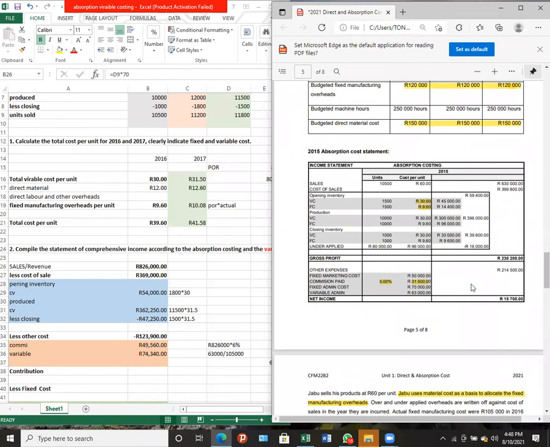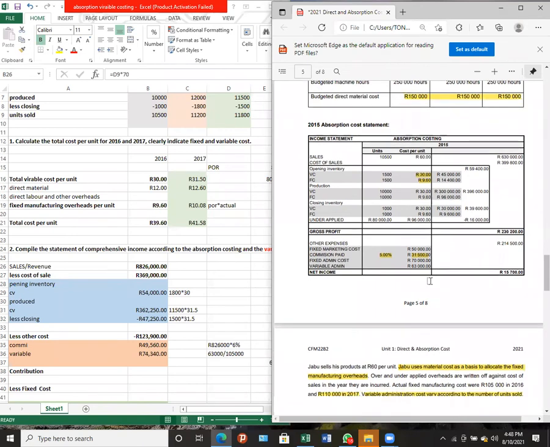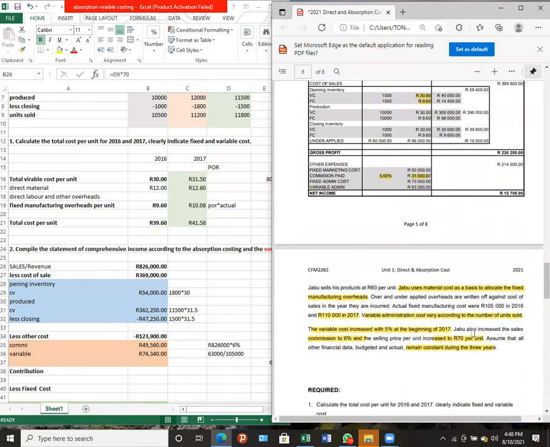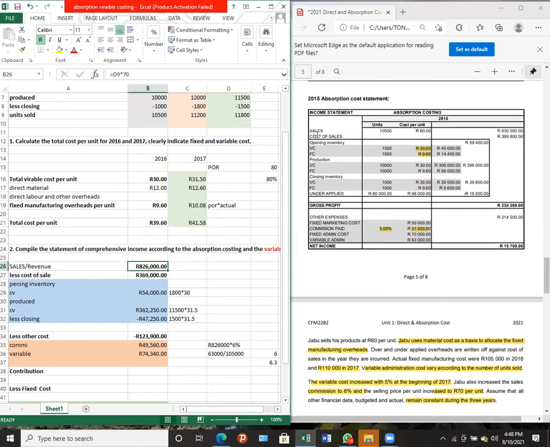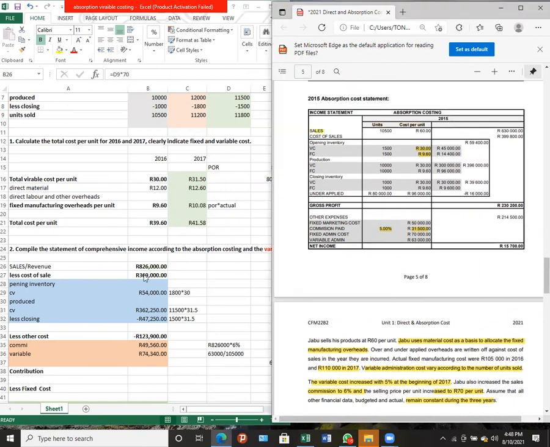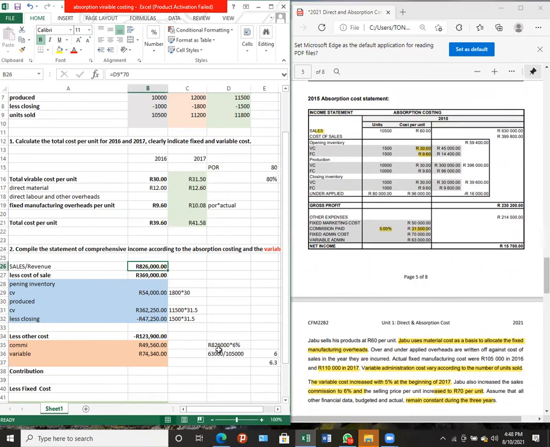630,000 times 5%. Yeah, it's 31,500. Now guys, let's go here. Here, we will also increase commission to 6%, which means we are going to take this. This one is the same as this one. Right? Our sales here is this one times 6%. You'll get the commission of 49,560. Everyone covered?